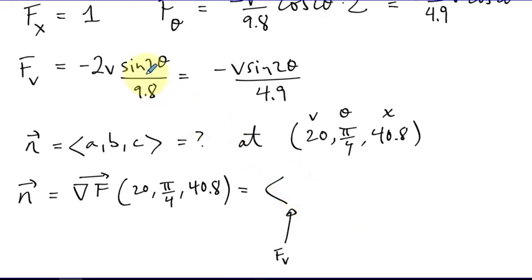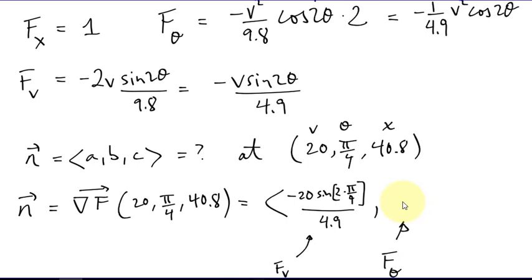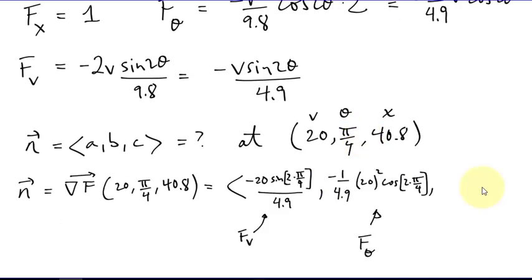So the partial of f with respect to v, when v is 20, is negative 20 sine of 2 times pi over 4, over 4.9. Now I'm trying to figure out the partial with respect to theta. Plug that in next, because theta is my second component. So that's the partial with respect to theta at this particular point. And finally, the partial with respect to x at this particular point is just going to be 1.